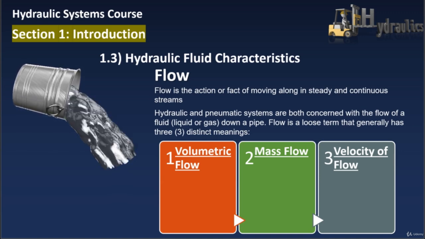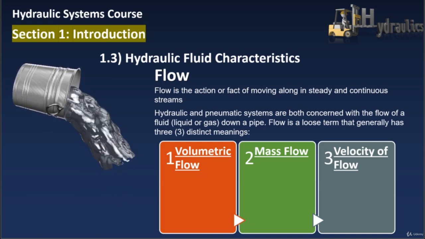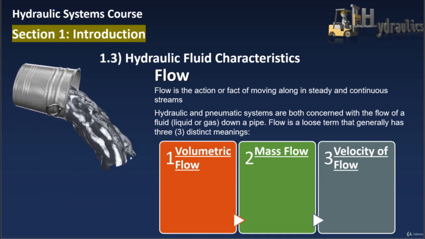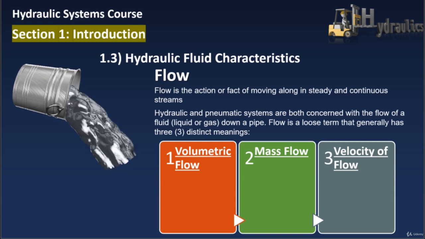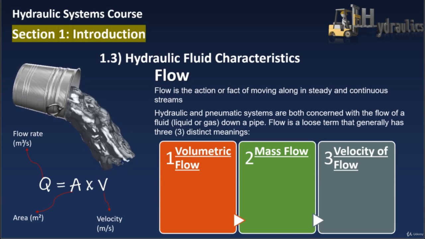When we talk about process control, volumetric flow is the most common measurement. Mass flow measures the mass of fluid passing the point in a unit time. Velocity of flow measures the linear speed in meters per second past the point of measurement. Flow velocity is of prime importance in the design of hydraulic and pneumatic systems. Generally, the flow rate is expressed as Q, which is equal to area multiplied by velocity.